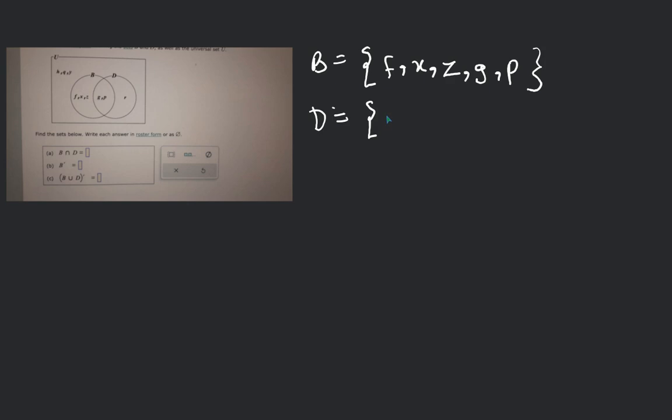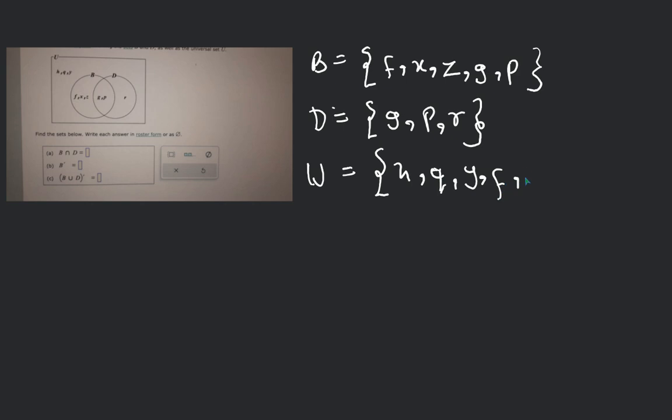For your set D, we have the elements G, comma P, comma R. And the universal set has H, comma Q, comma Y, comma F, comma X, comma Z, comma G, comma P, comma R. Okay, so we have these three sets.